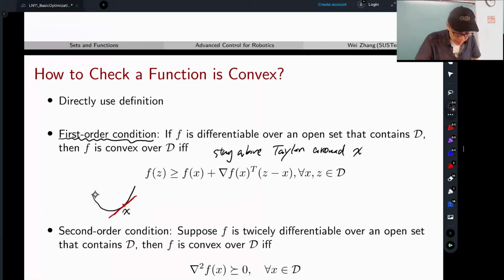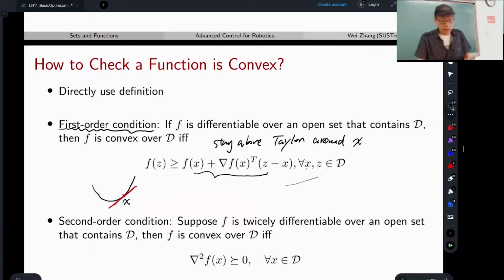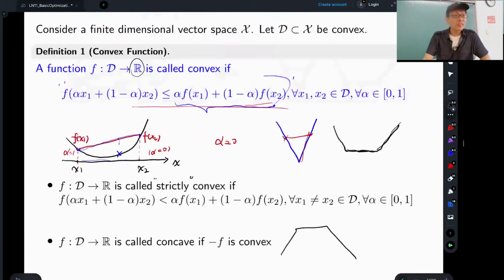So around this x, the function value always stays above the Taylor expansion of first order. This is an affine or linear approximation of the function locally around x. This needs to be true for all x and z in D. Why does this define convexity? This condition, you can use it to prove the other one.